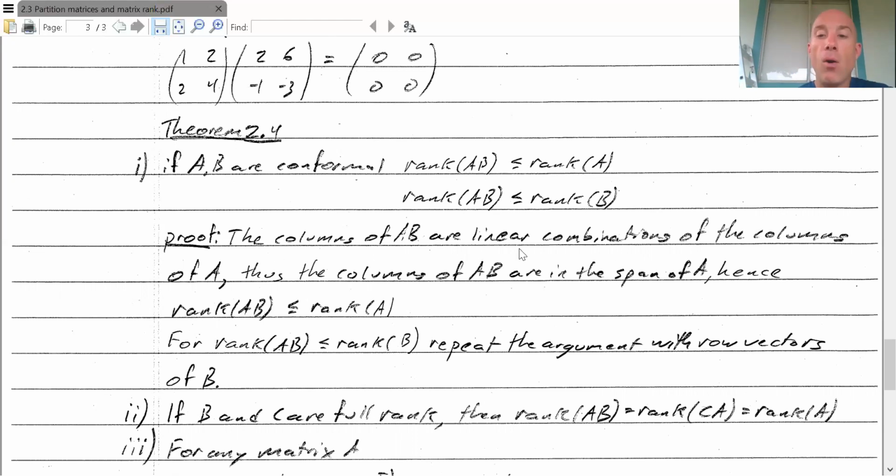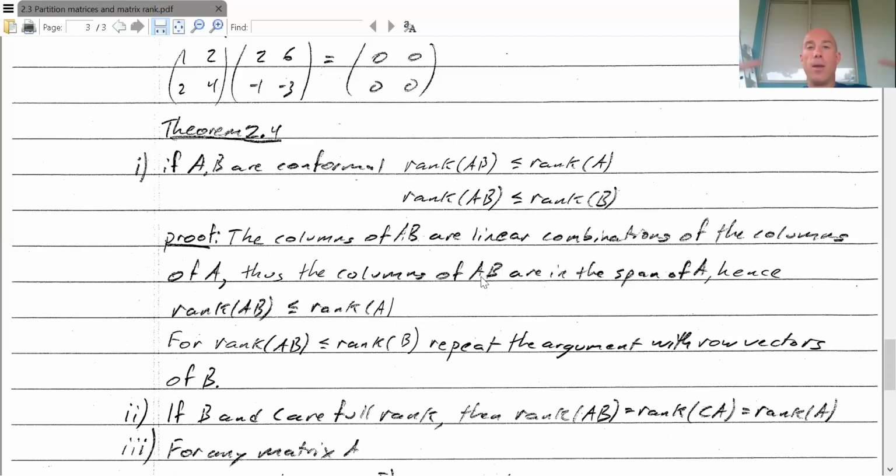The columns of AB are linear combinations of the columns of A. That comes back from the multiplication we actually did a few moments ago. Thus, the columns of AB are in the span of A. So here, when I say span, it's basically linear combinations. All the possible linear combinations of A include AB. Hence, the rank of AB has to be less than or equal to the rank of A. So what we're saying here is that if I was to consider all of the possible linear combinations of A that I could possibly get, AB is inside there.